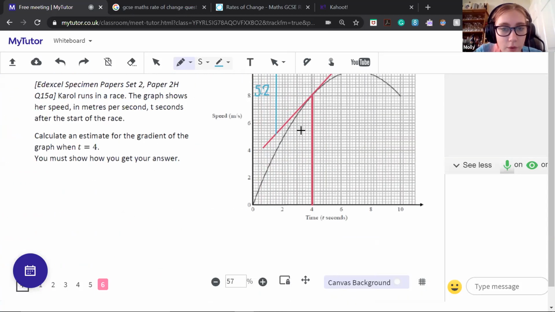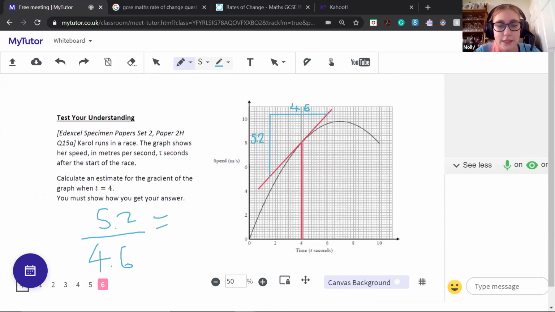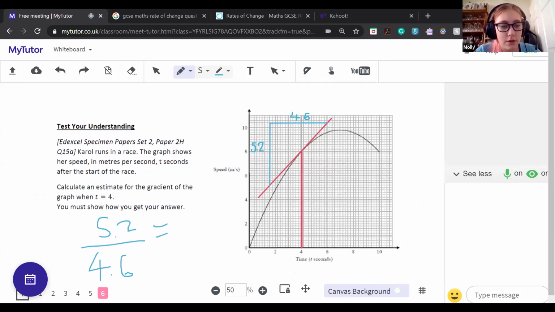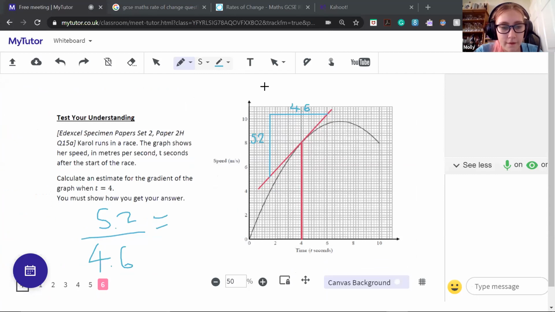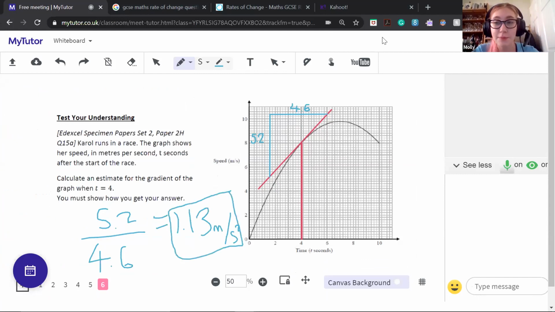And then we're going to do our y over x calculation. So our y value divided by our x value, and see what that gives us. 5.2 divided by 4.6 is 1.13 if we take that to 3 significant figures. And that's meters per second squared. So what that means is that each second she's increasing her speed by another 1.13 meters per second. That's what that value tells us.